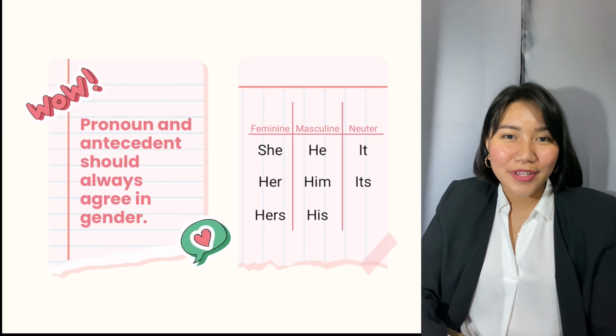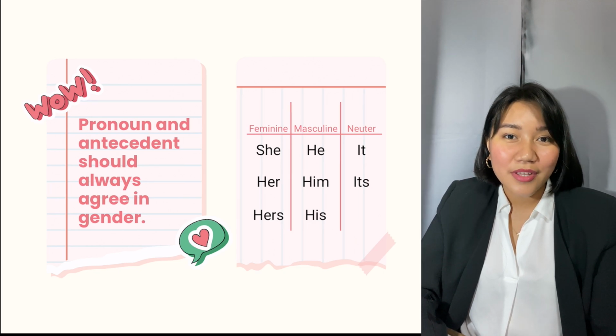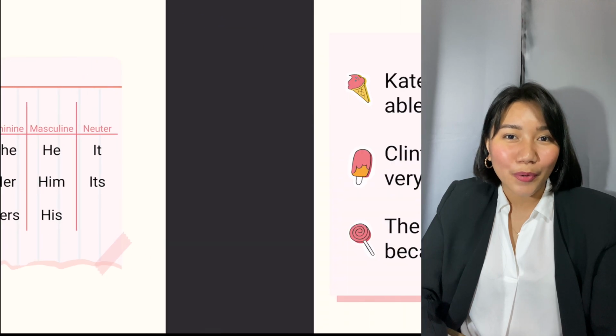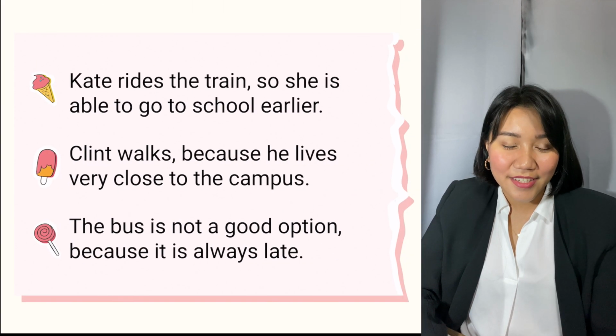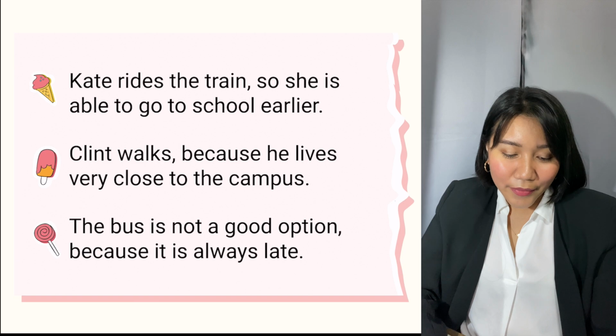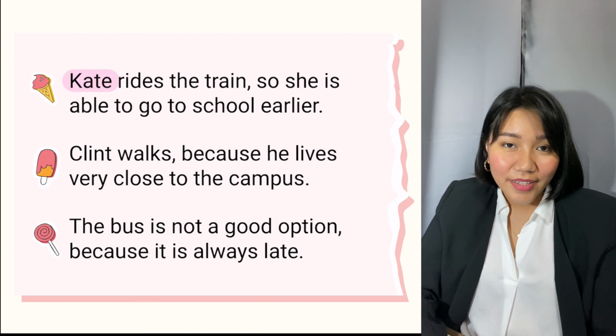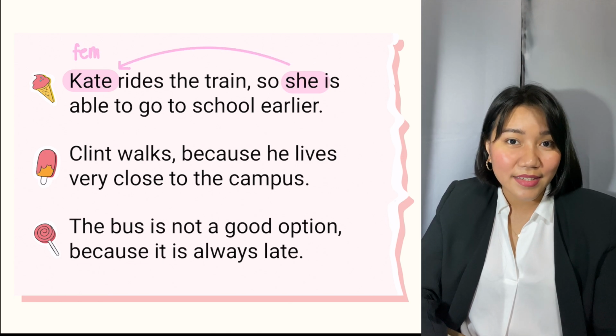The second pointer is that pronouns and antecedents should also agree in gender. Feminine nouns require a feminine pronoun. Masculine nouns require masculine pronouns, and neutral nouns require neutral pronouns. Let's take a look at these sentences. Kate rides the train, so she is able to go to school earlier. Kate is the antecedent of the pronoun she. The antecedent is feminine, so the pronoun is feminine.